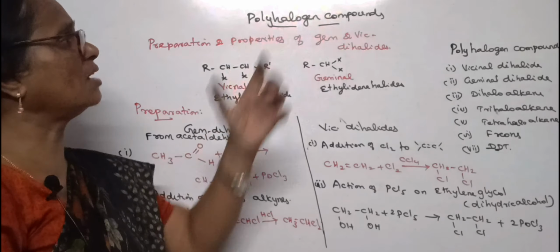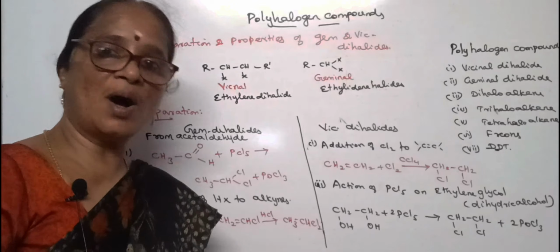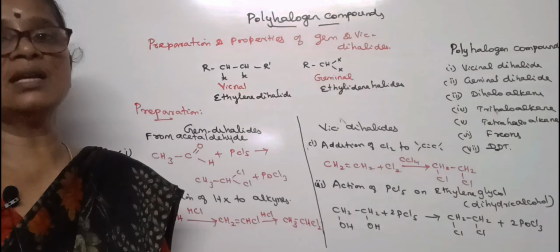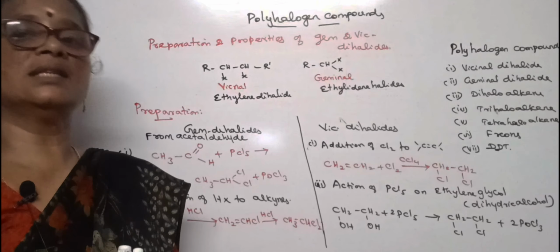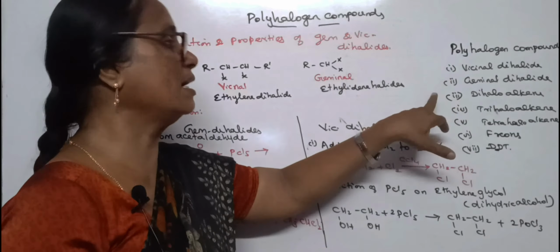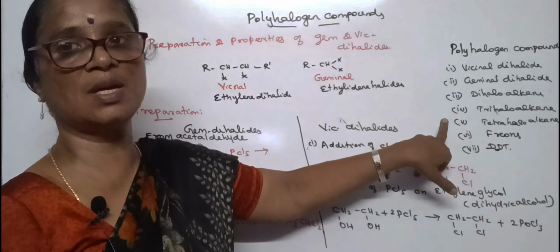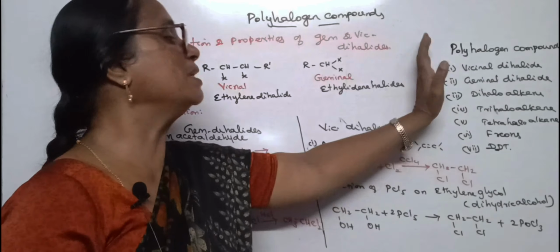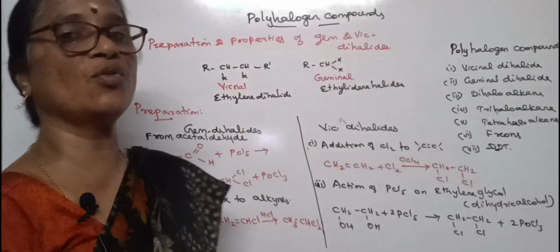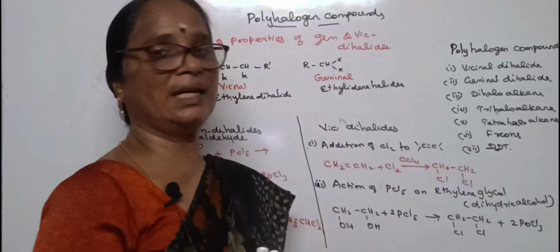First of all, what are called polyhalogen compounds? Polyhalogen compounds are formed due to the substitution of more than one hydrogen by halogen atoms, which may give rise to either vicinal or geminal dihalide, or dihalo substituted, trihalo substituted, tetrahalo substituted alkanes. Besides that, we have the freons called chlorofluorocarbons, CFCs as they are termed, and one more, the DDT.